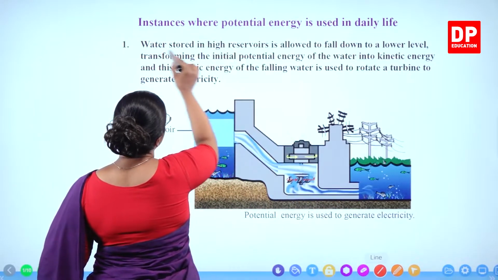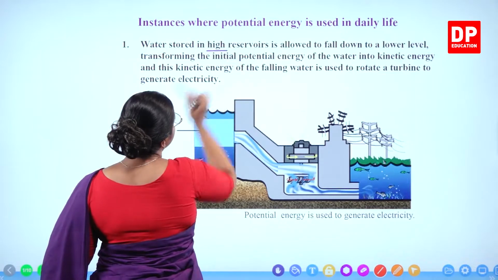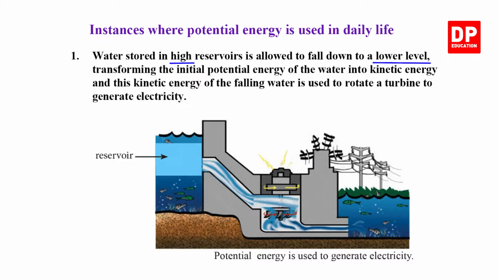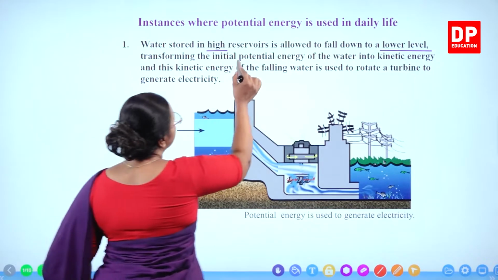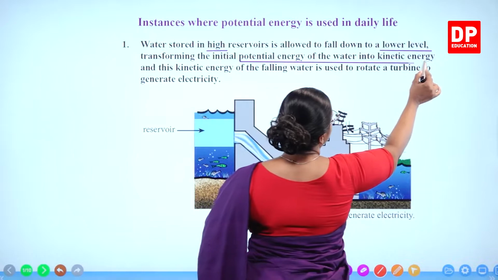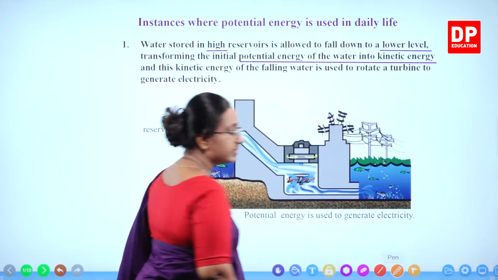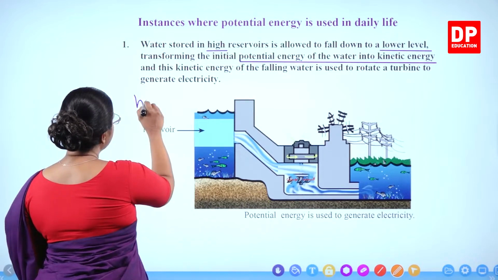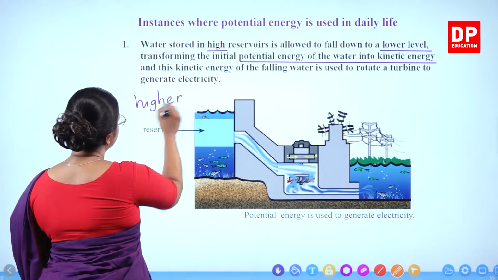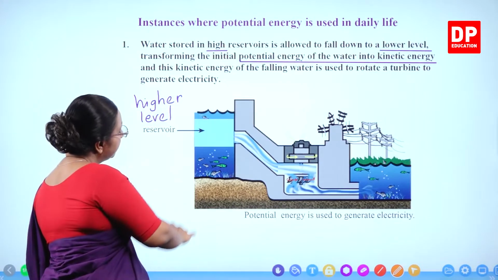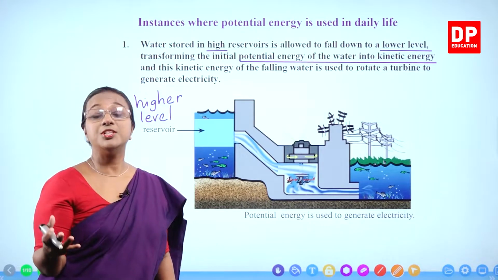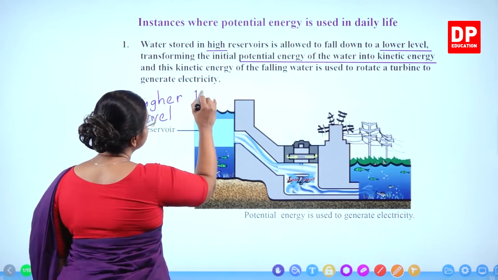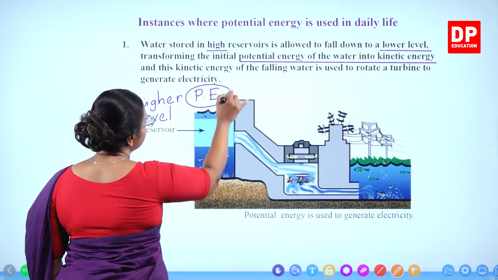These are the important terms. Water is stored in high reservoirs and it is allowed to fall down to a lower level. And there, the potential energy is transformed into kinetic energy. That is the important thing. So here you can see reservoir at a higher level. If the height increases further, the potential energy that is stored in water will increase further. So here it is going to be the potential energy of water.